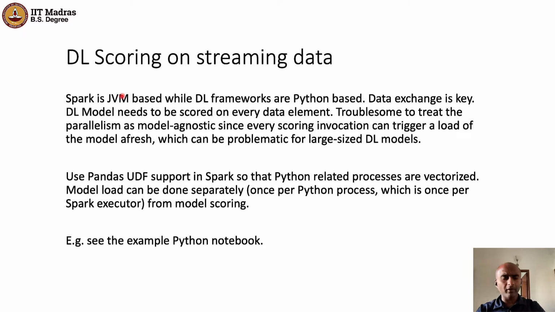Let's take a look at why this problem occurs in a bit, and then we'll take a look at the solution itself. So Spark is JVM based. It's a Java based architecture, whereas most of the DL frameworks, in fact all of them that we typically use, are Python based. So the ability to exchange data between the two is key, right? Because you're going from Java to Python.